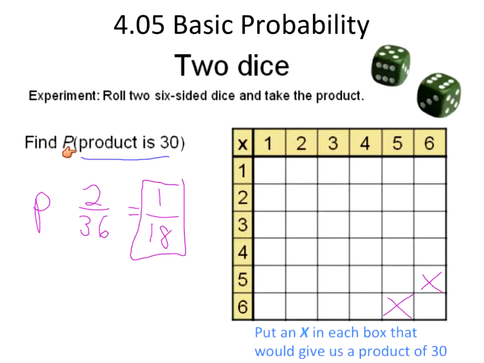How are we doing with probability so far? So far so good? Questions, comments, concerns?